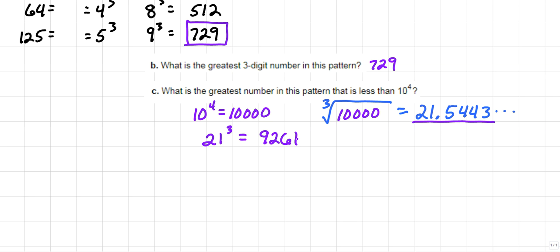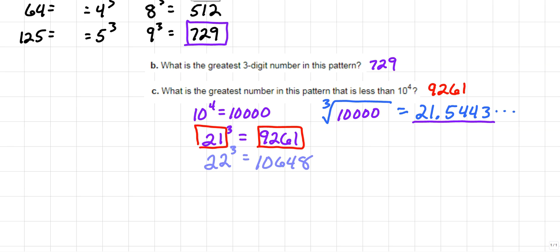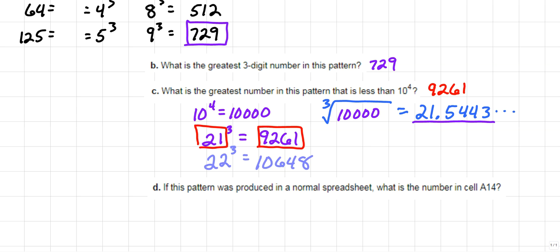So when I cube 21, I end up with 9,261. Just so that we understand what's happening, let's consider what happens when I take the number 22 and cube it. 22 cubed is going to give me 10,648. Therefore, we know that 21 cubed is going to be the answer that we're looking for, and this is the number that we are going to consider, 9,261.